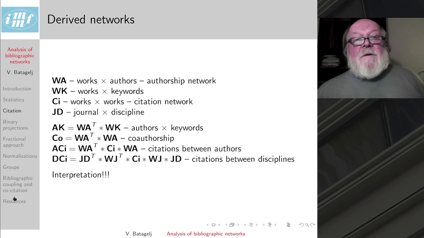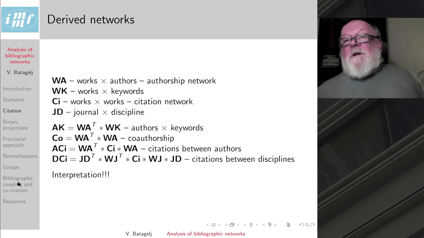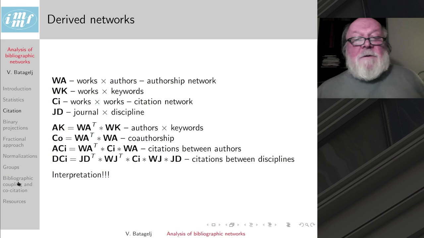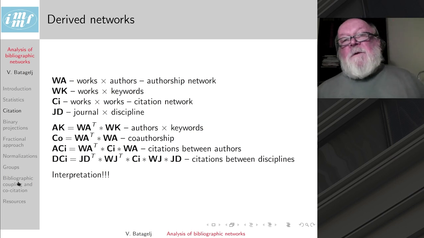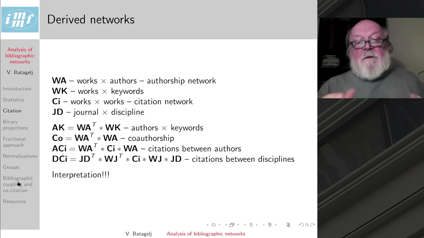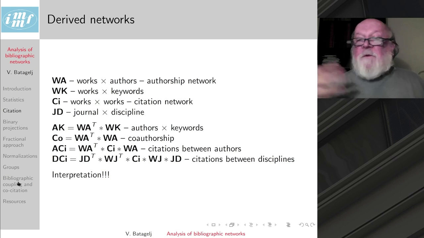So I think this field of bibliographic network analysis is quite rich, and there are many methods that can be used to analyze such networks. But what's important is that these methods can later be used in what we call higher order bibliographic services. For instance, you can use these methods to provide services to different users.